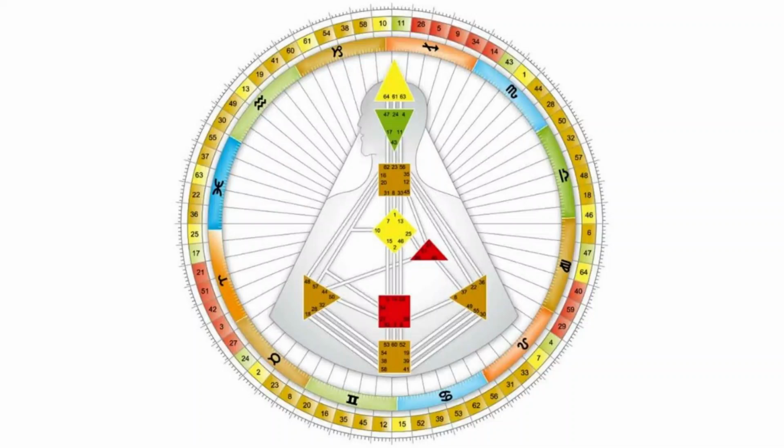Gate 10. The behavior of the self. Treading. Location, G Center. Channel 10-34, the channel of exploration. Circuit, individual knowing circuit. Theme, the gate of self-love, living one's uniqueness through behavior. Not-self distortion: performing authenticity, people-pleasing, self-rejection, moral superiority.